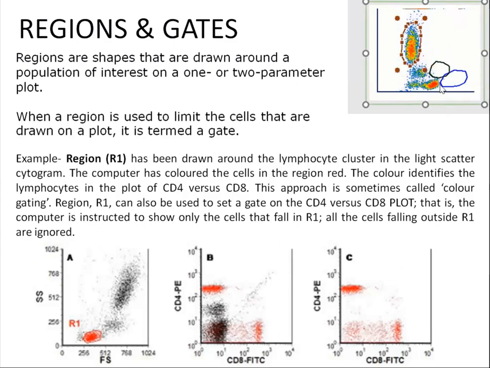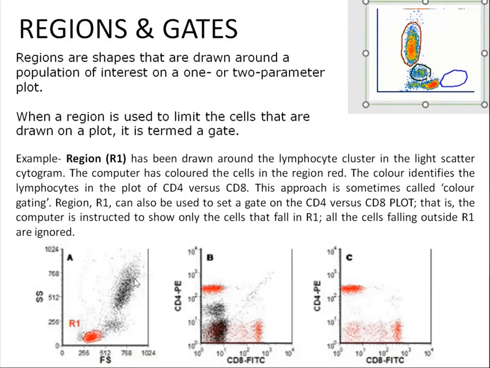That is called region. Normally what people do is when they draw a region around this population, they call that gating. That is not gating. When I draw a shape to select this population, it is called region. I am drawing a region around this population. Now what is a gate is when I am applying this particular population in another plot so that only this particular population is shown in that, then it is called gating.